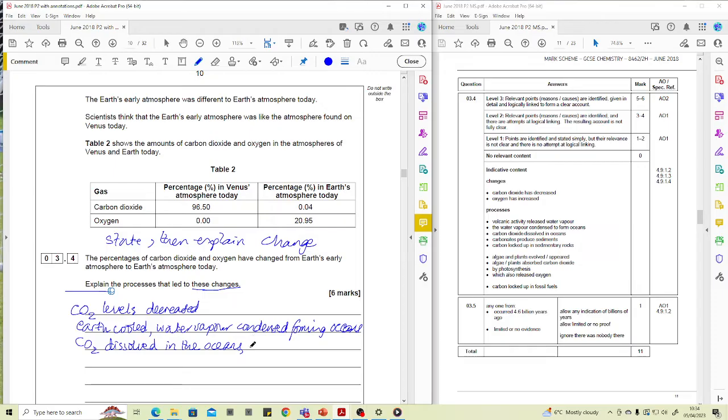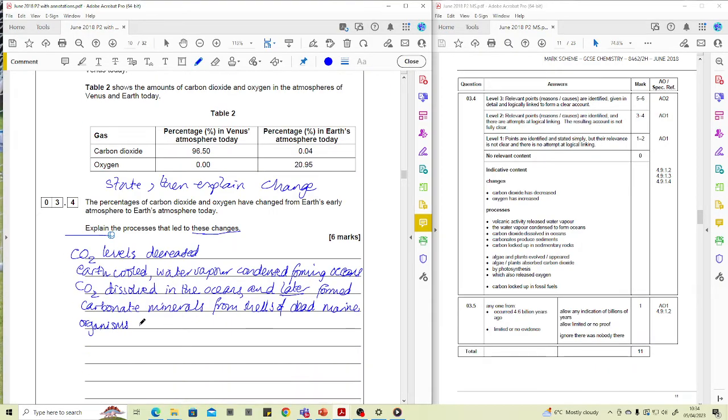And then, later on, formed carbonate minerals from the shells of dead marine organisms. CO2 was trapped in sedimentary rock.